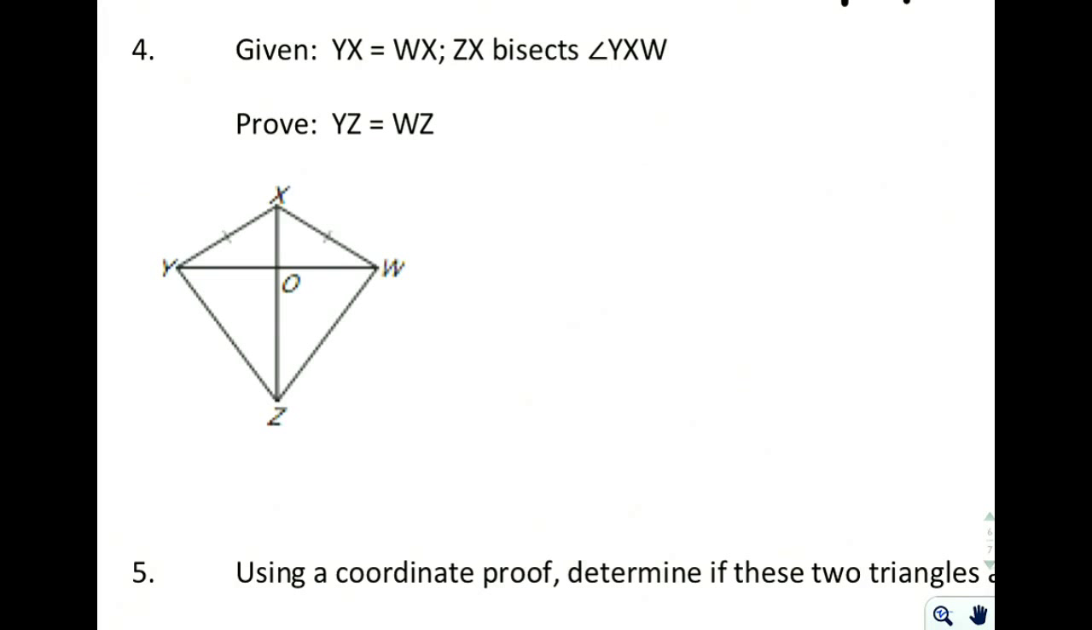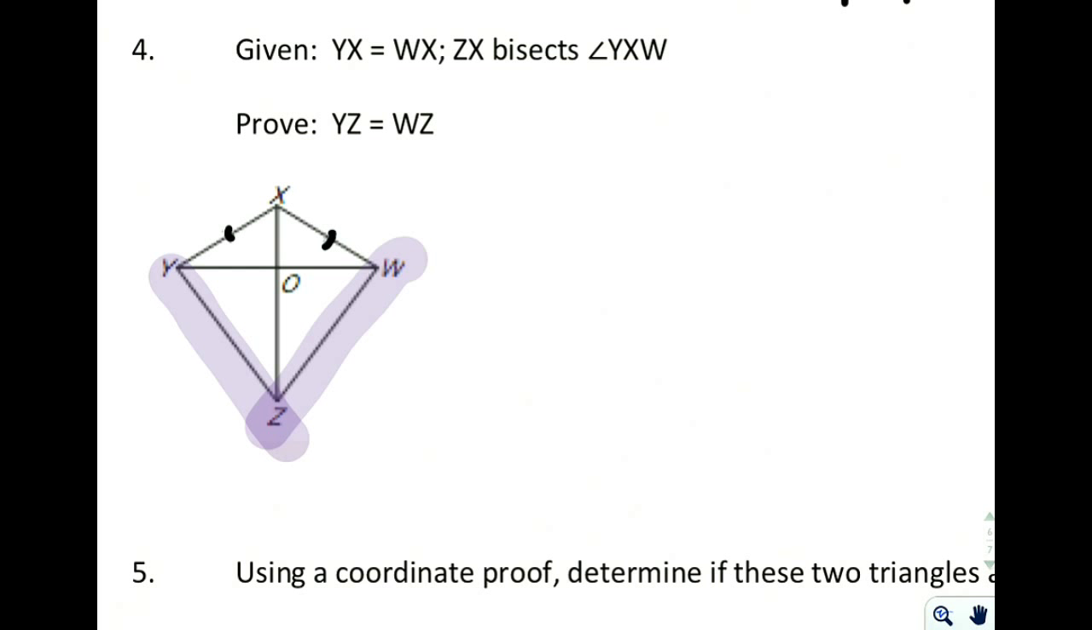Alright, we have the fourth one here. We are trying to prove that YZ is equal to WZ. So we're trying to prove that this and this are the same length. The information we get to start with is that YX is equal to WX, and you can see that that's marked already on our picture.